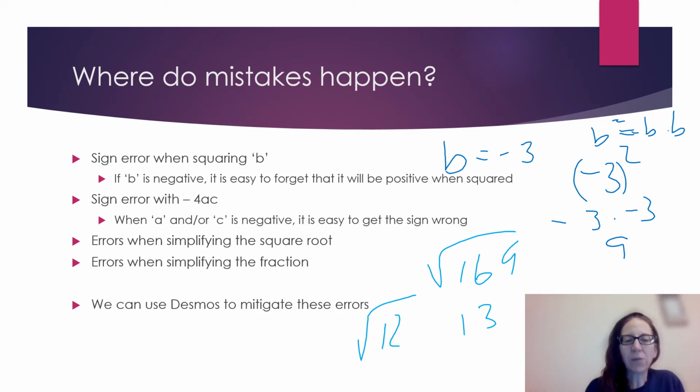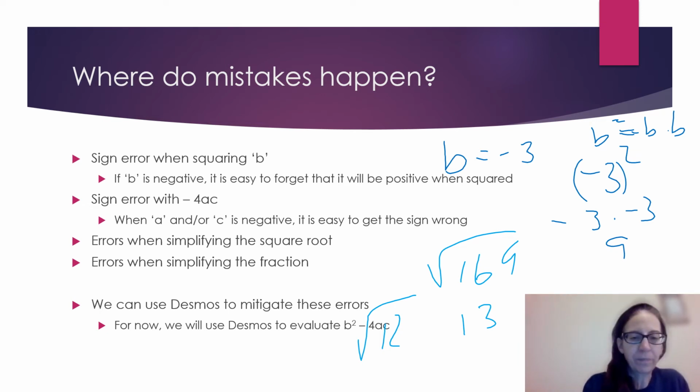We can use Desmos to mitigate these errors. What that means is we can't alleviate all of the things that might go wrong, but we can use the calculator features of Desmos to mitigate. To mitigate means to lessen or to make less significant. For now, we will use Desmos to evaluate just the b squared minus 4ac. Just that part of it.